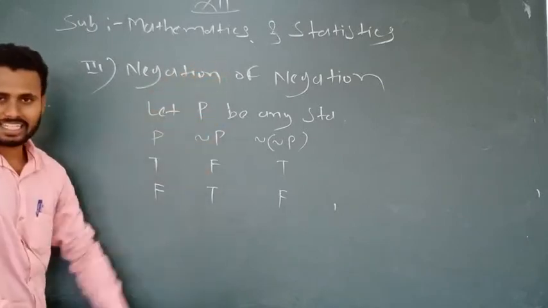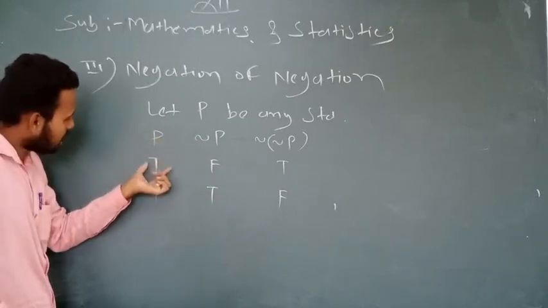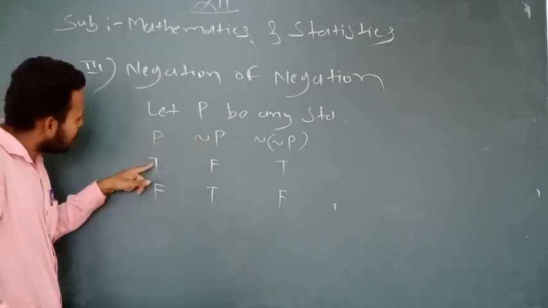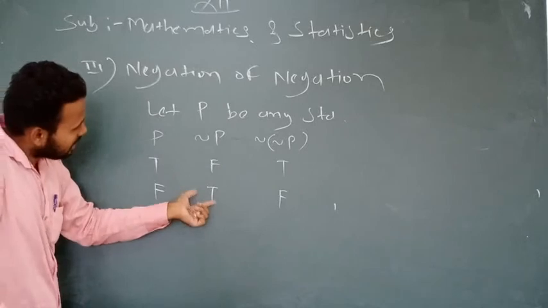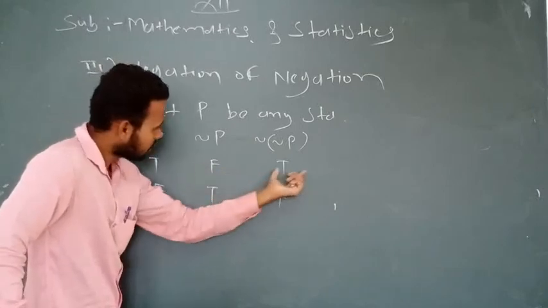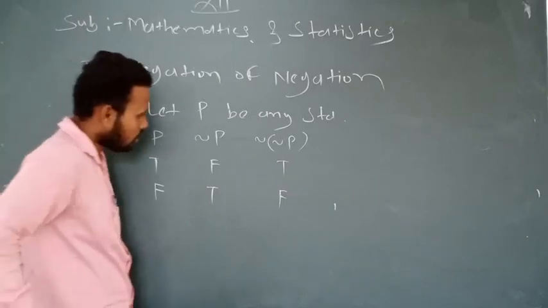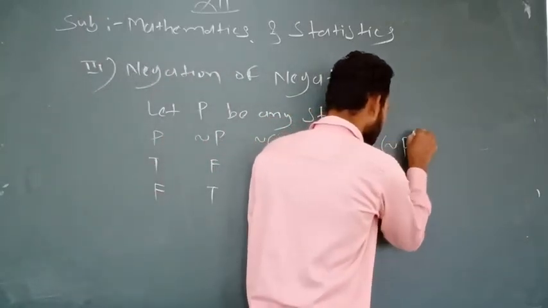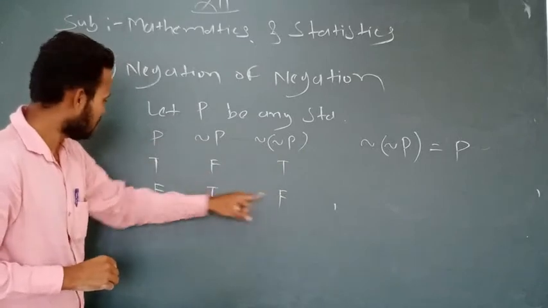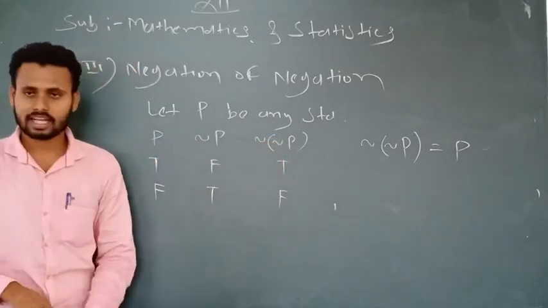Let P be any statement with two possible truth values, T and F. If we take the negation of P, we get F for T and T for F. Then if we again take the negation, the negation of F is T and the negation of T is F. In the truth table we observe that if you take the negation of the negation of P, we get the original statement P. Therefore these two statements are equivalent, they are the same.